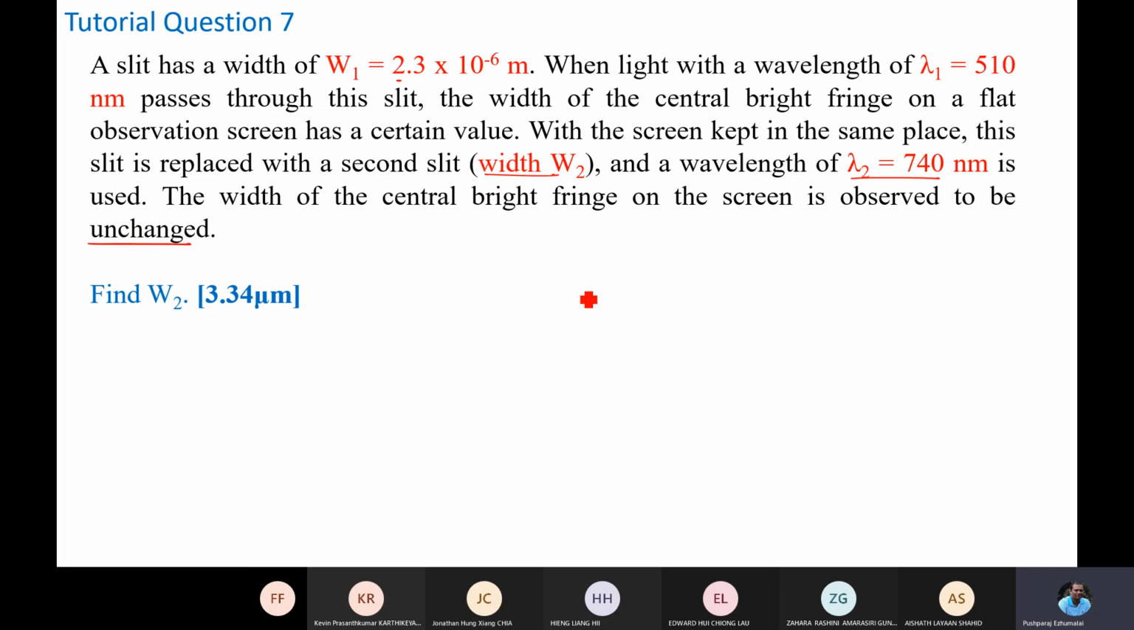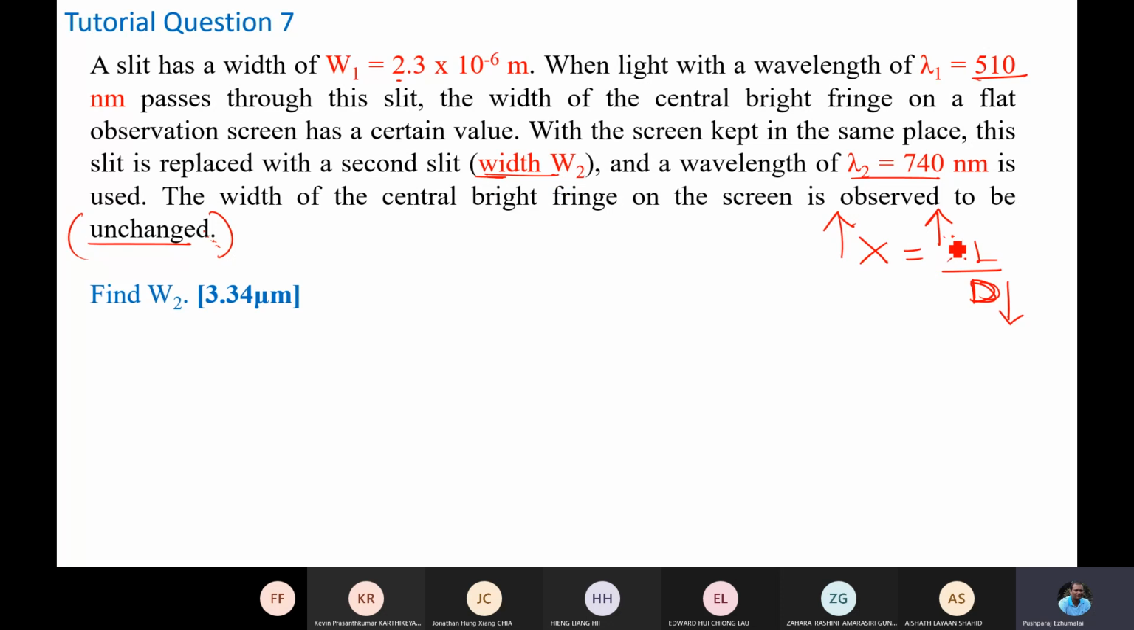How come it is unchanged? Because the formula says that x is equal to lambda L over D. If lambda increases, from 510 to 740, this value increases. But the problem says that this is unchanged. That means the slit width term must balance it, so we need to find what should be the width of the second slit.